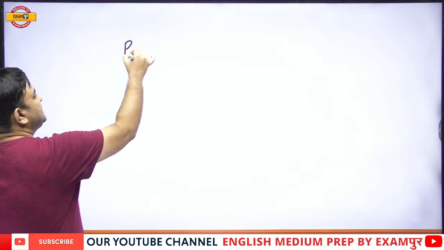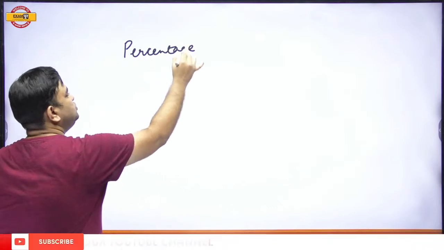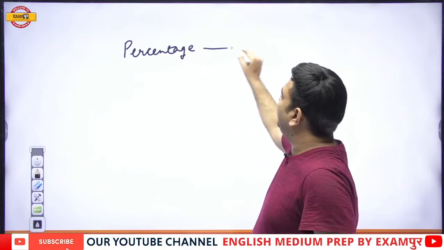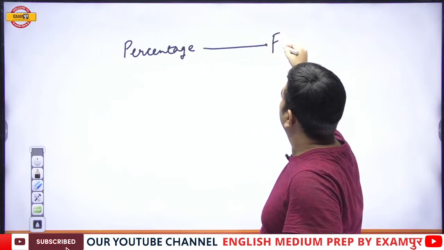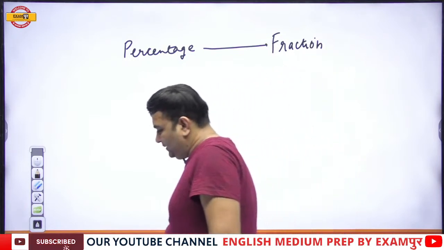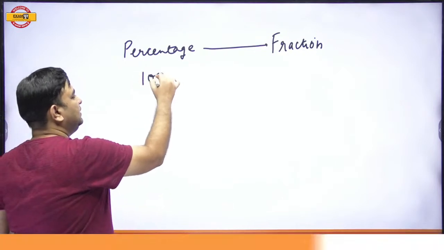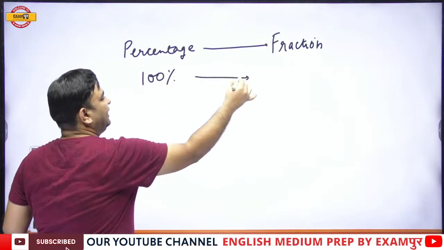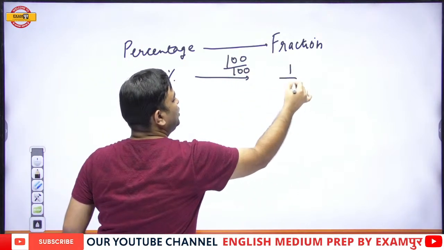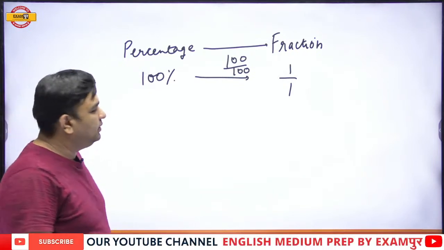To convert a percentage into a fraction, you need to divide it by 100. Like 100%: when you divide 100 by 100, it is a fraction of 1 over 1.